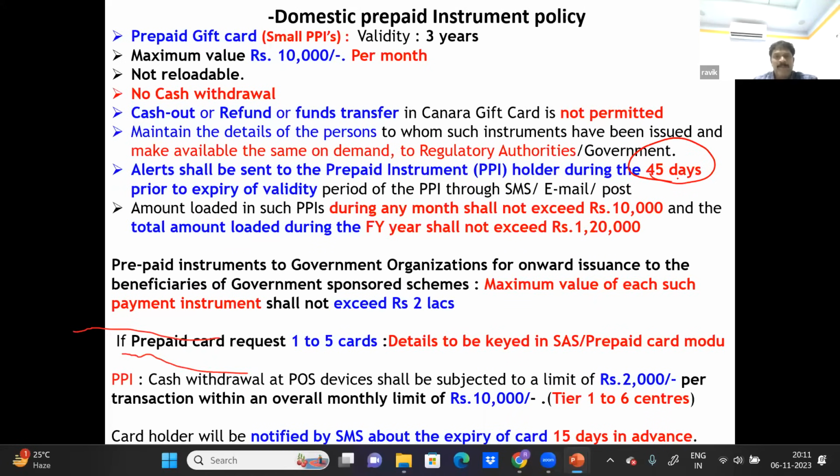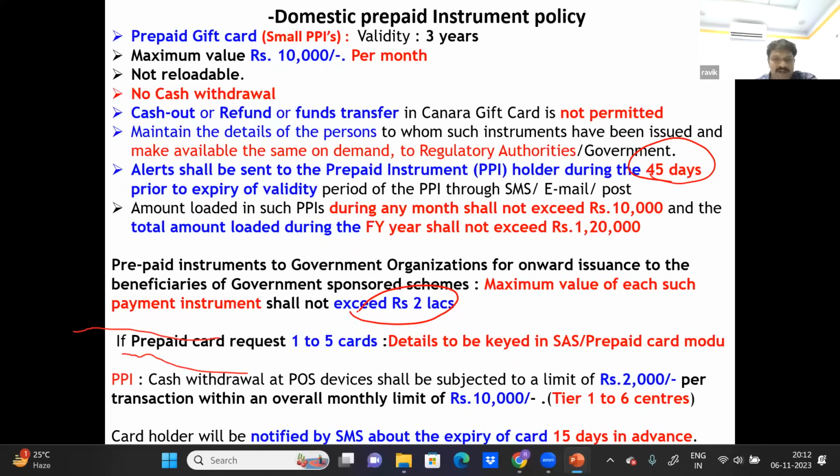Then prepaid instruments for government organizations, for issue to beneficiaries. See, one government organization is there, and they want to issue cards to some self-help group. Just imagine a government initiative, some subsidy or benefit they want to give to the public. So they want to take this type of cards. Say Canara Bank, we will issue to our customers, to the public. Then also the maximum value for each payment shall not exceed 2 lakhs. Anything is 2 lakhs, I already told you. Even for government-sponsored schemes, we will give cards, but the maximum is 2 lakhs.